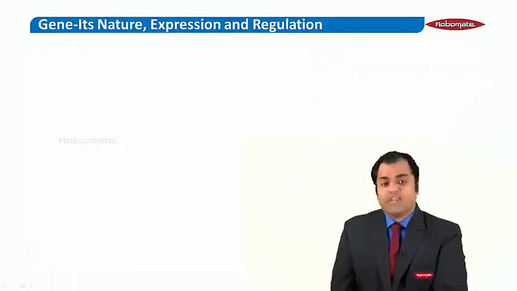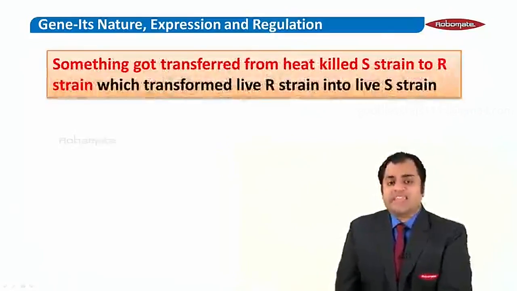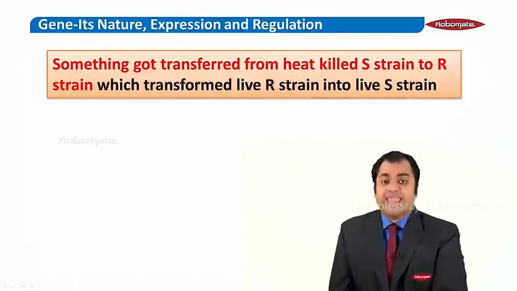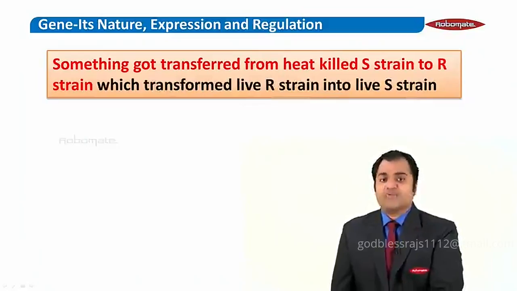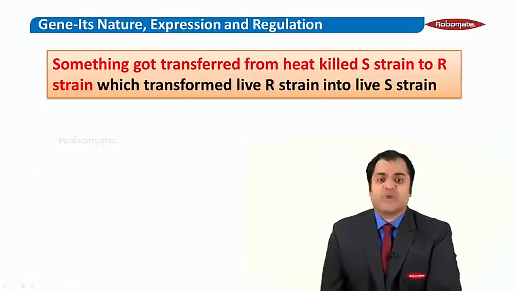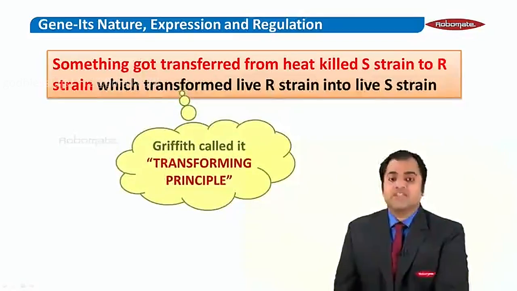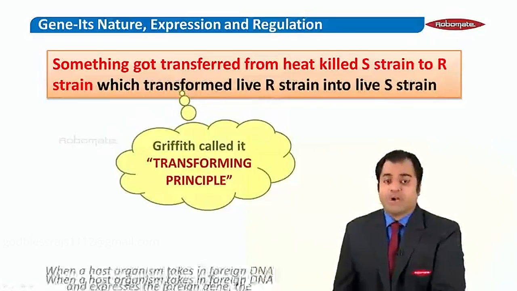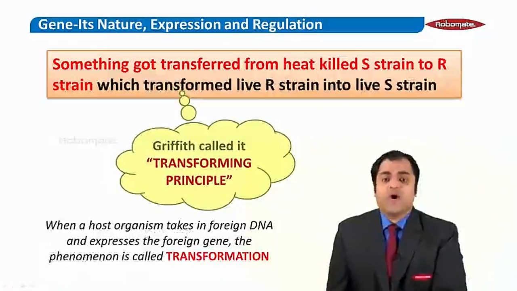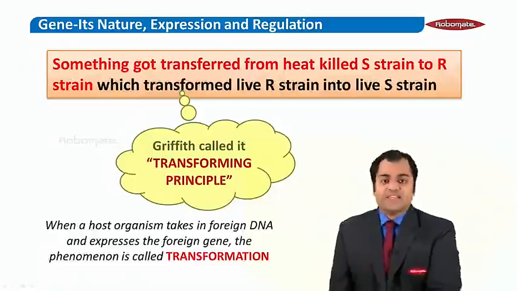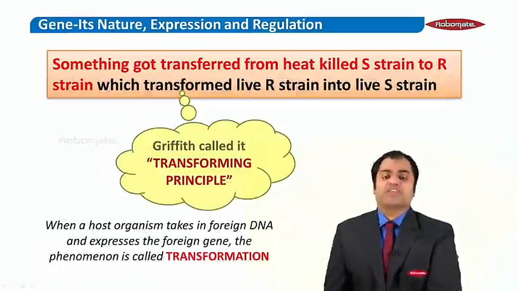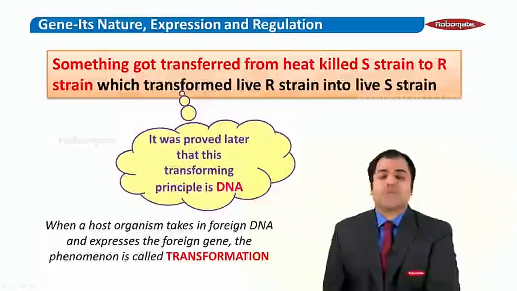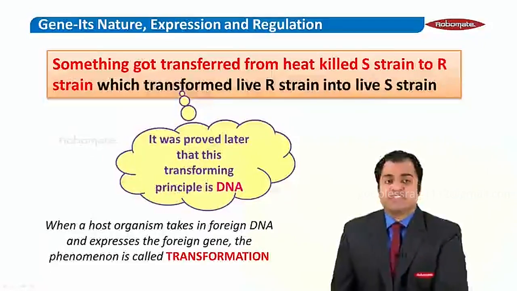So let us see what he concluded. Griffith basically said that something got transferred from the heat-killed S strain to the R strain, which transformed the live R strain into live S strain. And Griffith called this something the transforming principle. Okay, so what is transformation? It is nothing but when a host organism takes in foreign DNA and expresses the foreign gene, the phenomenon is called transformation. It was later proved that this transforming principle is DNA, but Griffith did not say that.